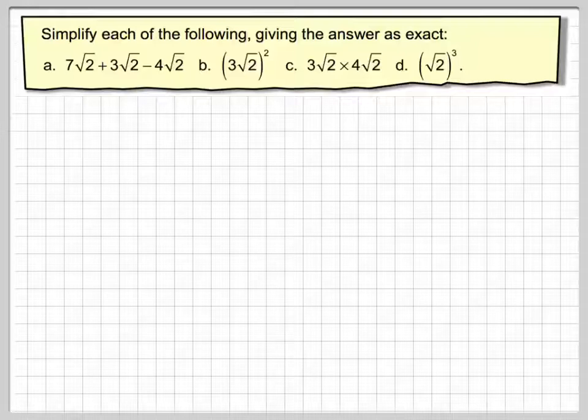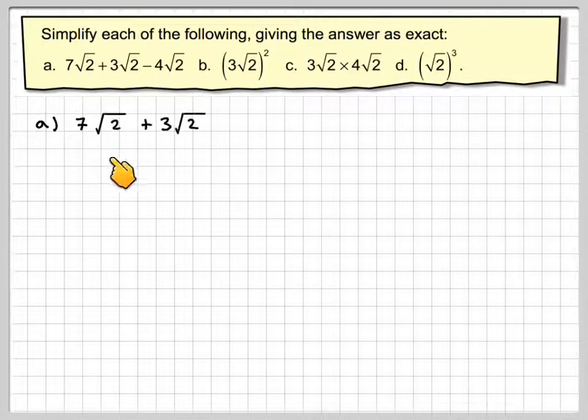Okay, in this video we're going to look at simplifying surds. It says simplify each of the following, giving your answers as exact. So we've got 7 root 2 plus 3 root 2 minus 4 root 2. And then we've got 3 root 2 squared, and then we've got 3 root 2 times 4 root 2, and then we've got root 2 cubed.